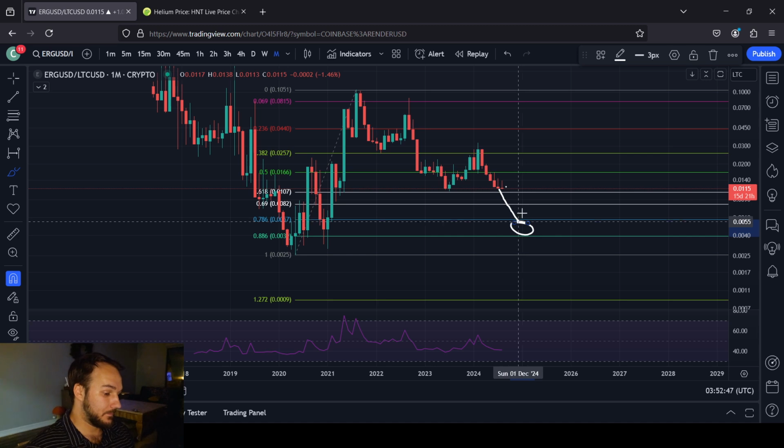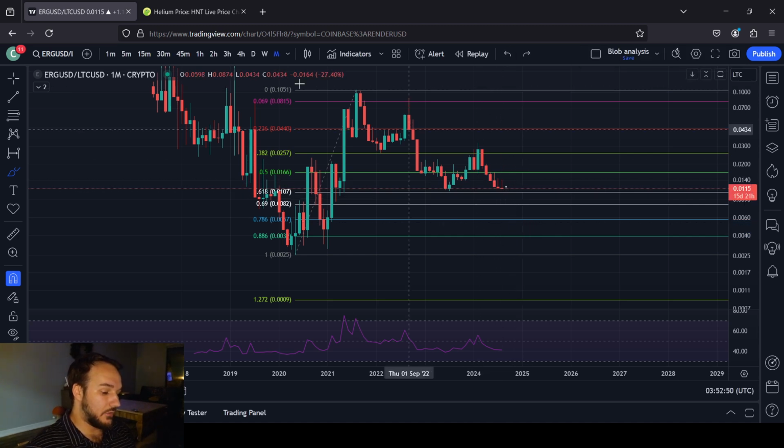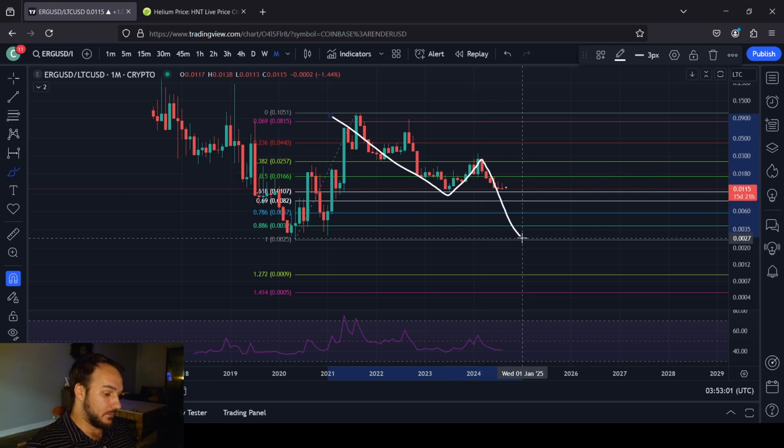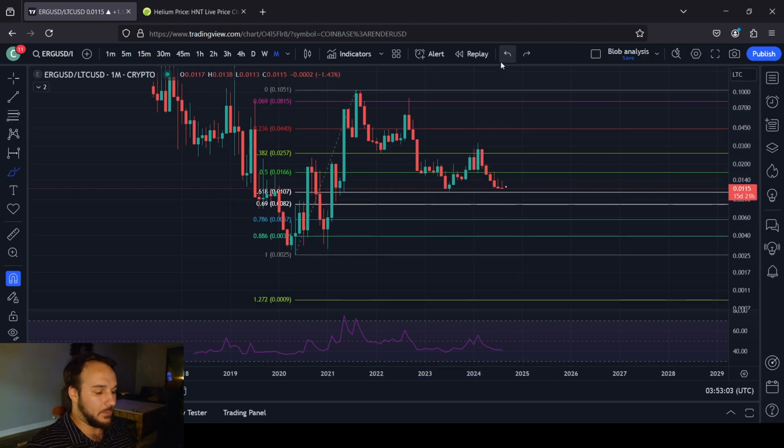Right. So let's see what you do. I'm pretty confident that you will find support here, but let's see what you do. Let's not count our chickens before they hatch, because again, this coming down to your 618, bouncing off your 382, and then breaking through it is a very, very common thing to do.